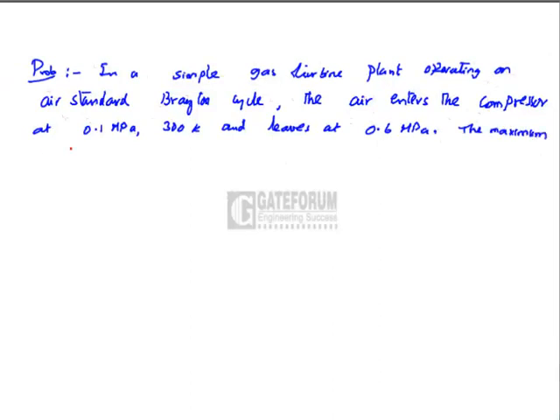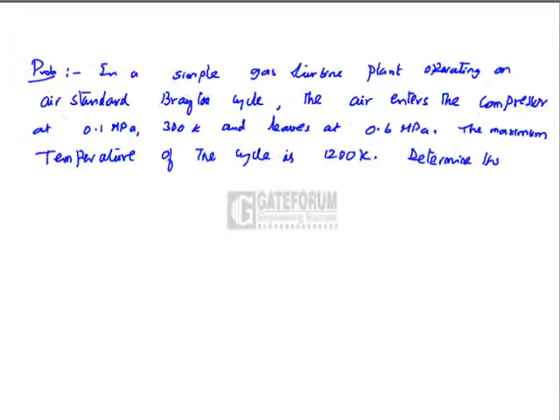The maximum temperature of the cycle is 1200 K. Determine the cycle efficiency and work ratio. Let us indicate the solution is given like this.